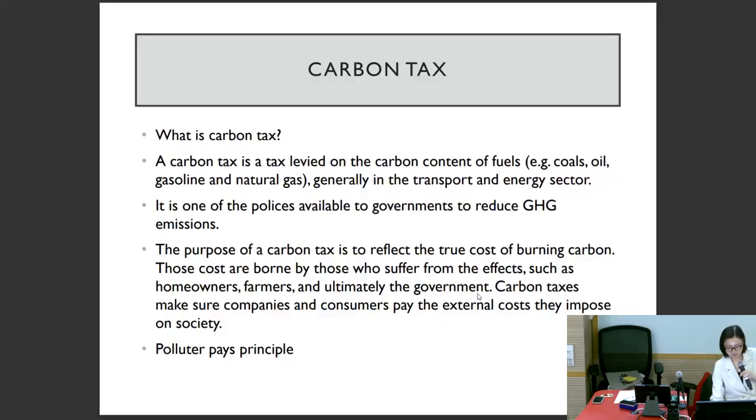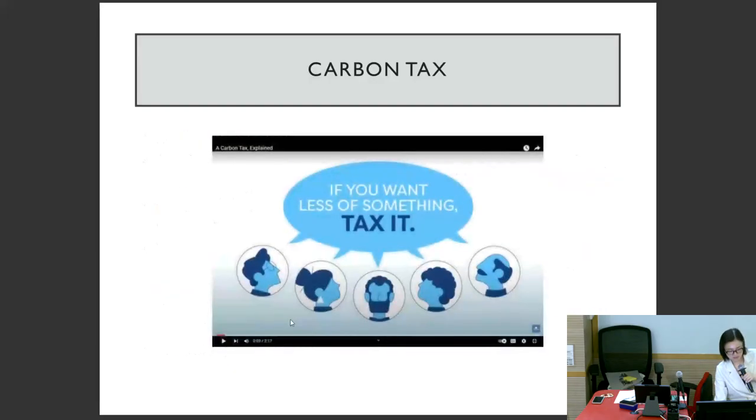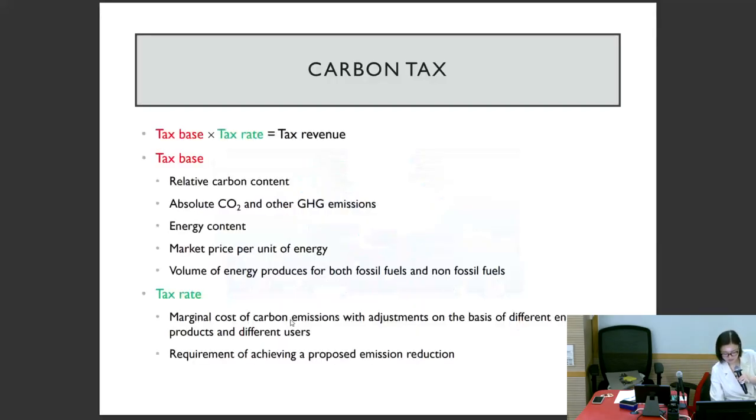So that's the carbon tax. Carbon tax makes sure companies and consumers pay the external costs that they impose on the environment and on society. So basically, it is the polluter pays principle. You pollute the environment, then you pay. If you pollute more by emitting more carbon dioxide, then you pay more. The more you emit, the more you need to pay. This is a video about carbon tax, so I will leave it to you to watch after the lesson.